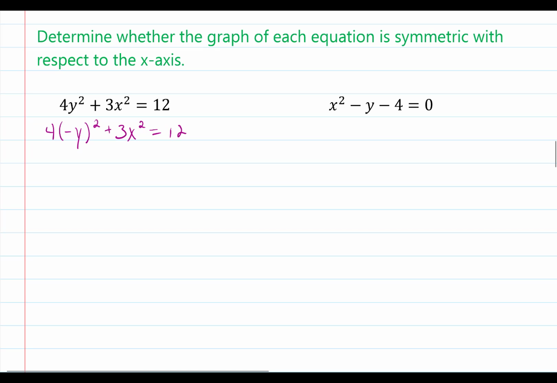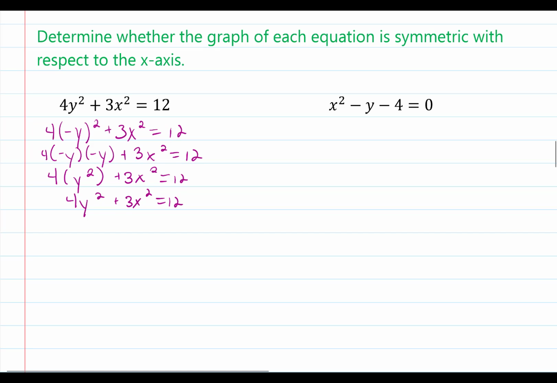Well, negative y quantity squared could be rewritten as negative y times negative y plus 3x squared is equal to 12. So all other terms again remain the same. And negative y times negative y, well, a negative times a negative is a positive, and y times y is y squared. Plus 3x squared is equal to 12. And then we have 4 times y squared, so the product of 4 and y squared is just 4y squared plus 3x squared is equal to 12.